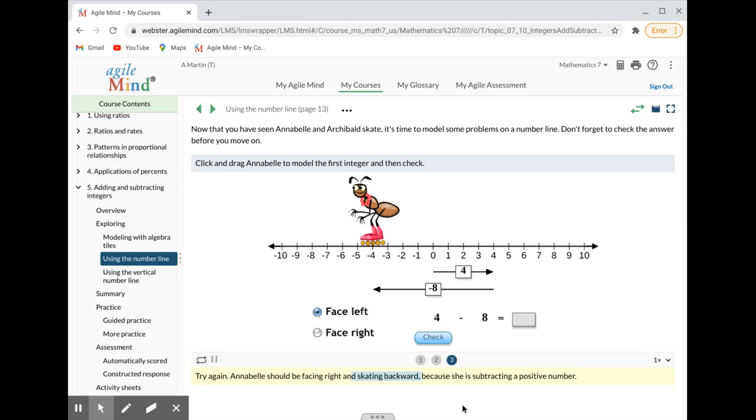Backwards. Now, does it really matter which way that ant faces? No. Did Asia still get the right answer? Yeah, she got the right answer. The only time that it really matters which way that ant's facing is whenever they're trying to show subtracting a negative number. That's the only time it really matters. So, Asia, you did a great job. You got -4. They just tried to trick us on which way that ant should face. All right, so we got -4. Come on. Oh, I got to turn her around. There you go.